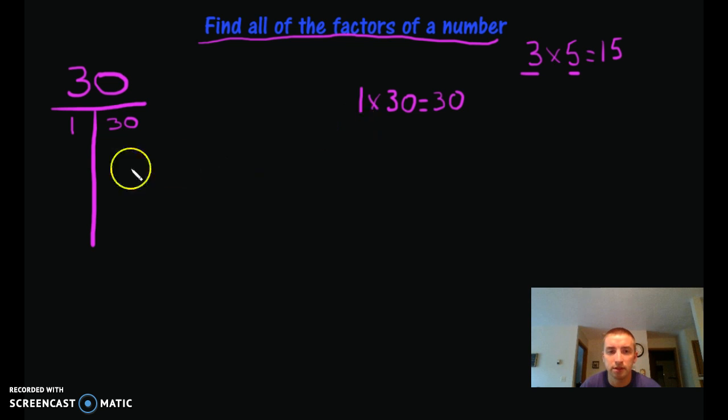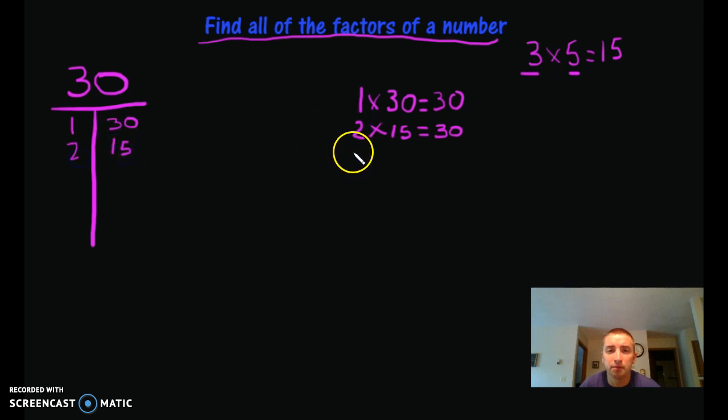So I'm going to move down my list. Does 2 work? Is 30 divisible by 2? Well, I know that 0 is even, so I can divide 30 by 2 to get 15. So 2 times 15 equals 30. So I'm going to go 2 and 15.